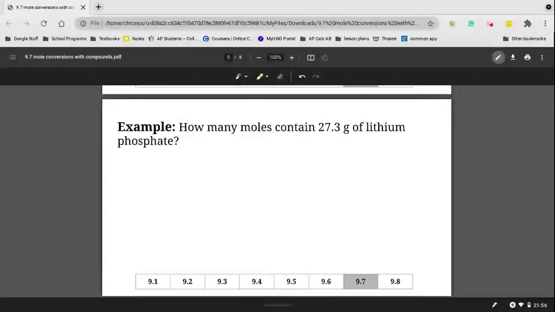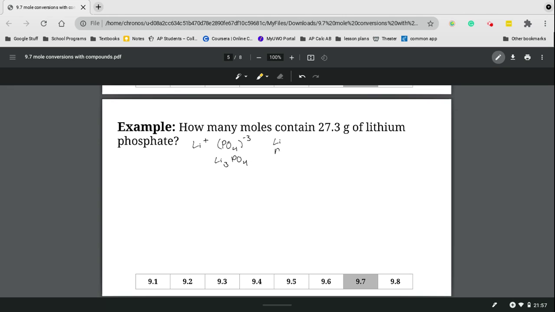How many moles contain 27.3 grams of lithium phosphate? So lithium has that plus charge. We know phosphate has a -3. So we're going to have Li3PO4. And now we're going to need to figure out how many grams per mole there are because we're converting from grams to moles.